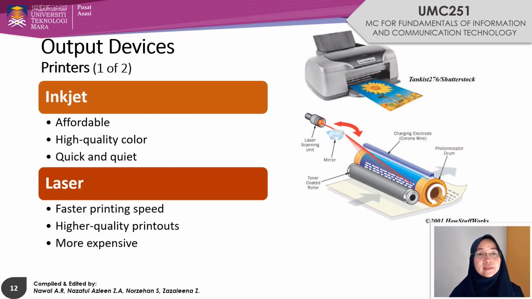Moving on to printers as output devices. Inkjet printers are affordable and produce high-quality color printouts quickly and quietly. They spray tiny drops of ink onto paper. Laser printers use laser beams and static electricity to deliver toner onto the correct areas of the page. The heat fuses the toner to the page. Laser printers have faster printing speed with high-quality printouts and are more expensive than inkjets.